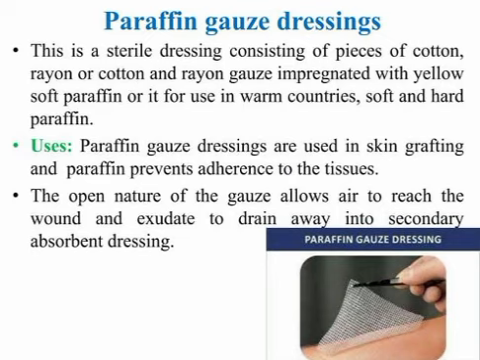Paraffin gauze dressing consists of a small sterile piece of cotton gauze impregnated with soft yellow paraffin, which is mainly used in warm countries. It is like normal gauze dressing, but it has yellow soft paraffin; sometimes we have to use soft and hard paraffin. It is mainly used for skin grafting. During the skin grafting process only, we are using these paraffin gauze dressings.